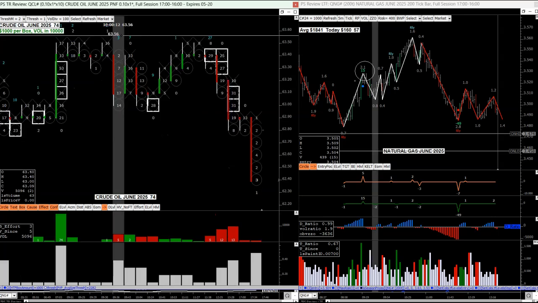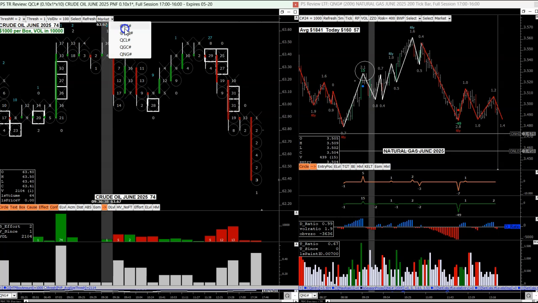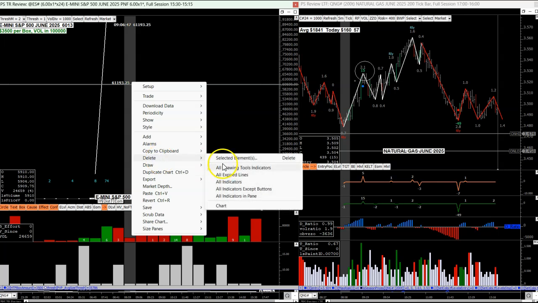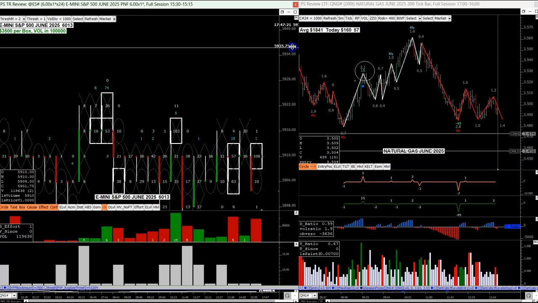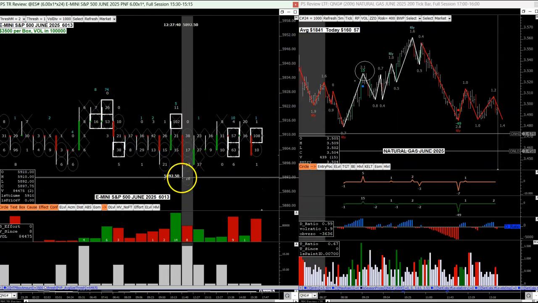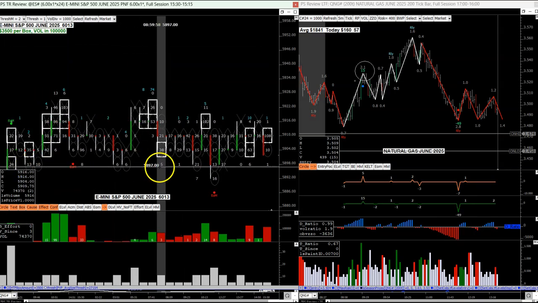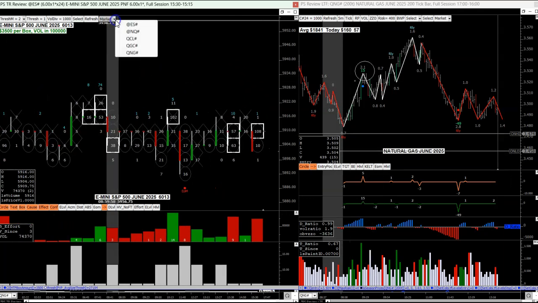Crude is really garbage. Little move. ES also ridiculous. Range contraction. Look at this ding-donging in the same range. This is the support, this is the resistance, and gold.